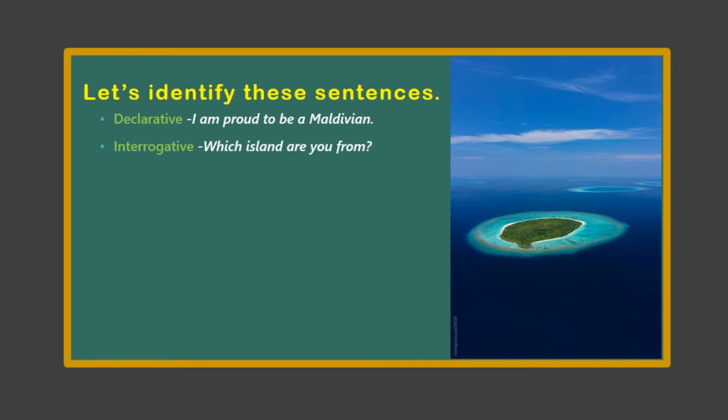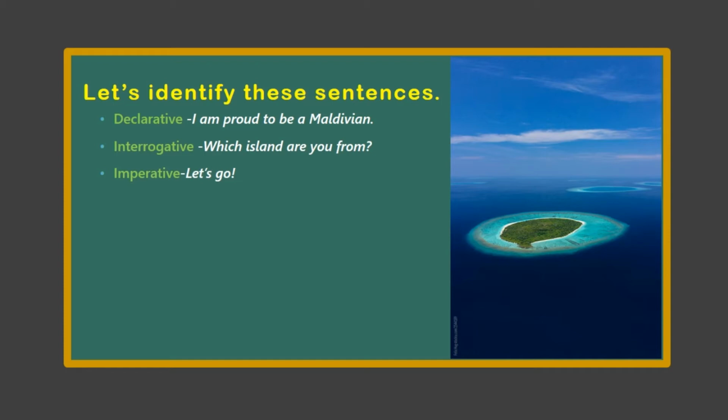Now the next one is obviously a question. I mean, how many times have we been asked this? A lot of people are so curious to know where we are from, right? So you get asked, which island are you from? We know this is an interrogative because there's a question mark at the end. Now the third one is going to be really easy, right? Imperative, of course.